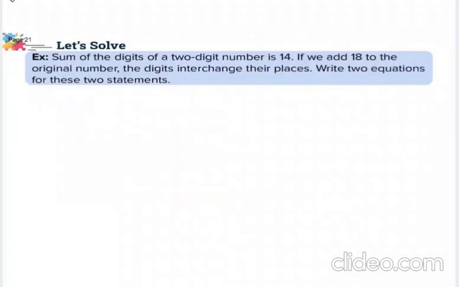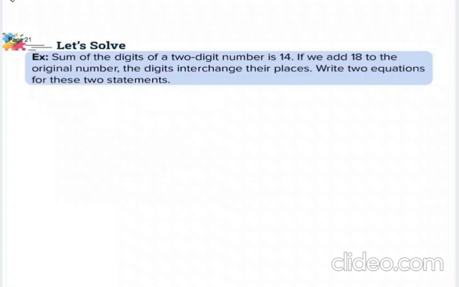The sum of the digits of a two-digit number is 14. If we add 18 to the original number, what is the original number? If I'm adding 18, the digits, ones and tens, interchange their places.